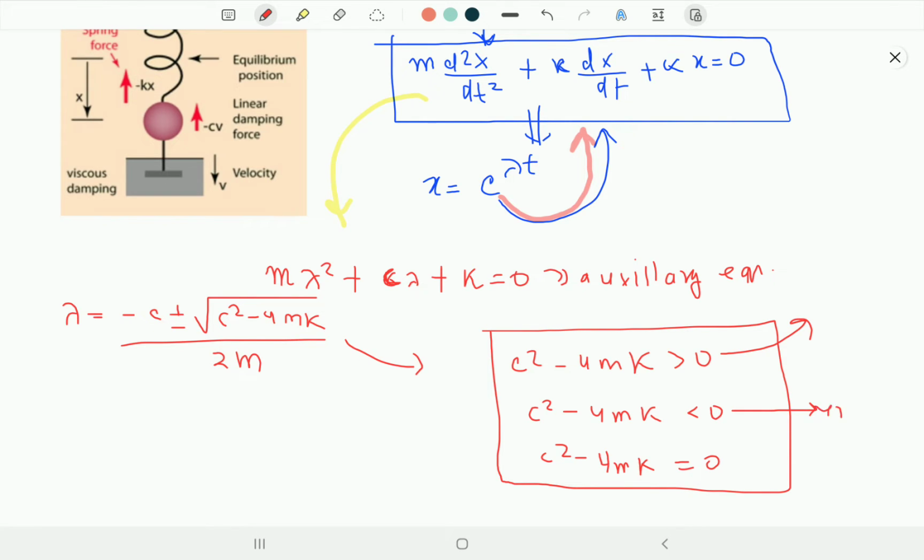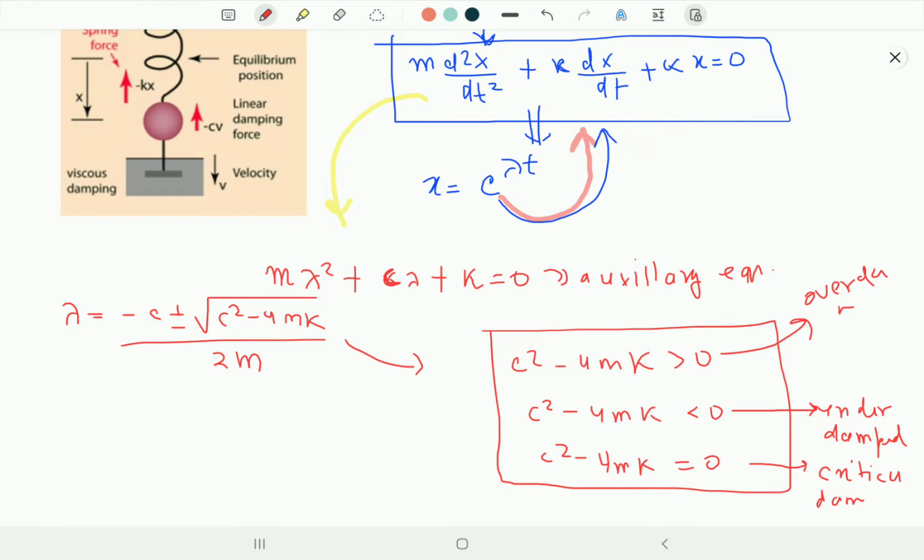So when c square minus 4mk is less than 0, this is called underdamped. This situation we say as underdamped oscillations. When c square is equal to 4mk, we say it is critical damping. And when c square is greater than 4mk, it is called over damped oscillations.